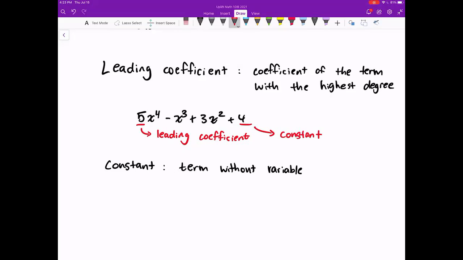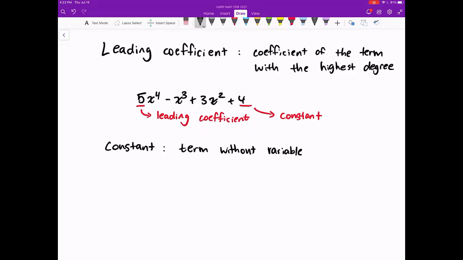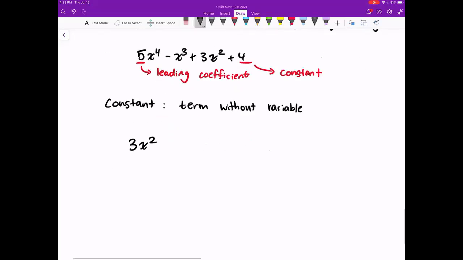We should give an example of this for them to do. So we have something like 3x squared, subtract 5x to the power 5, and plus x to the power 4. Could you please type into the chat the leading coefficient of this polynomial and the constant?